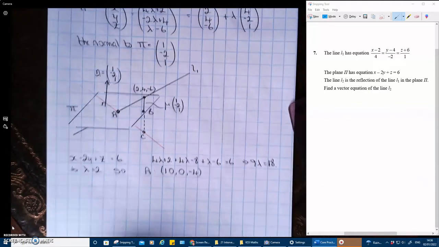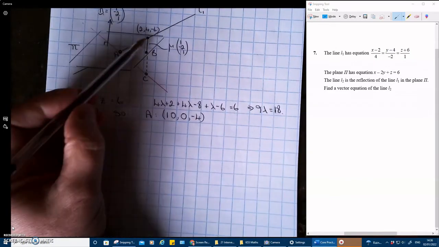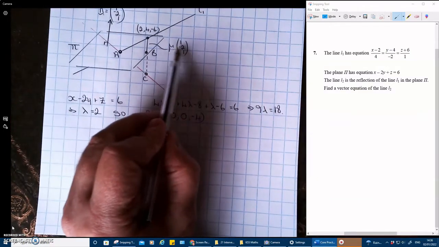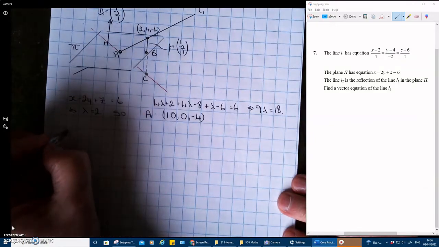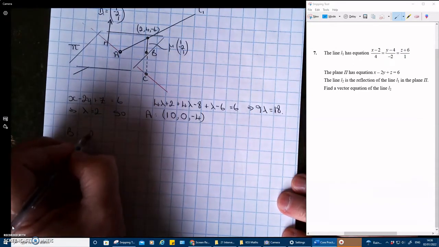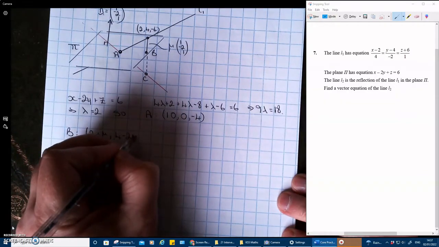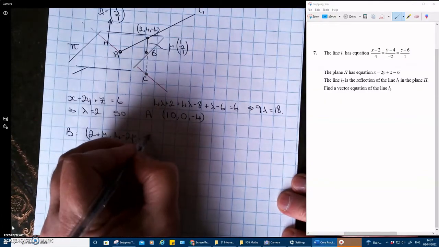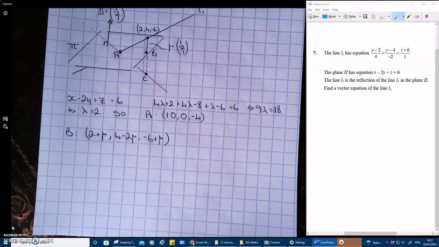Okay, so moving this up, I know that if I start from 2, 4, minus 6, and add mu lots of this, I'll end up on the plane. Alright, so B is 2 plus mu, 4 take away 2 mu, and minus 6 plus mu. Okay, that's the position vector, the position point of B.